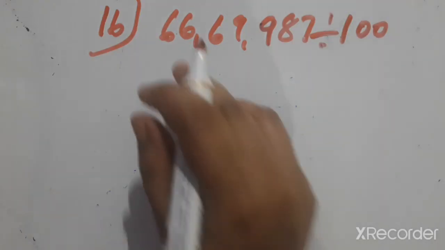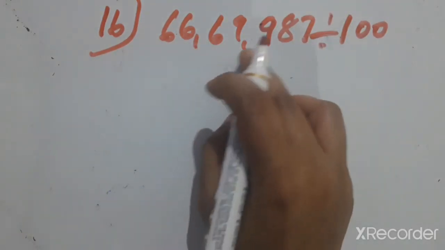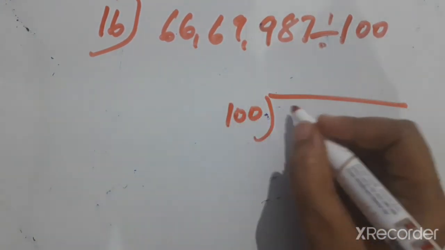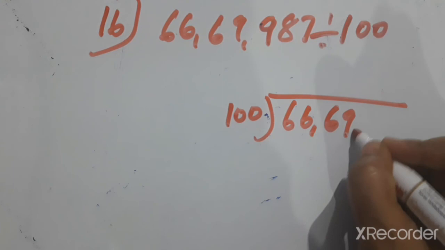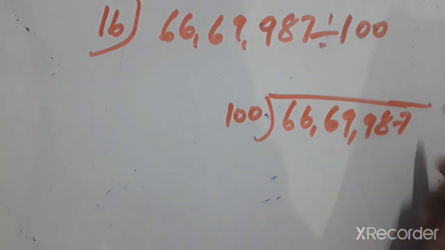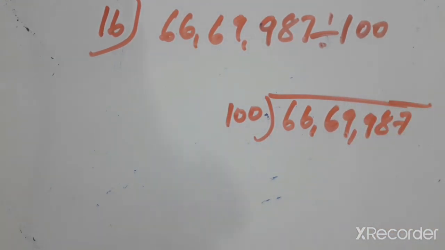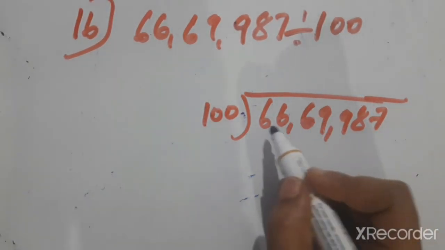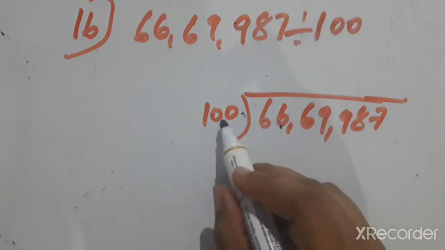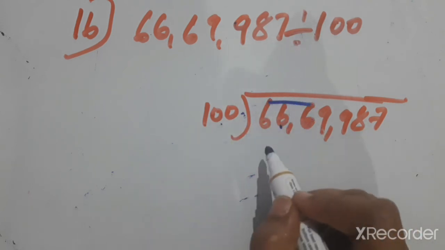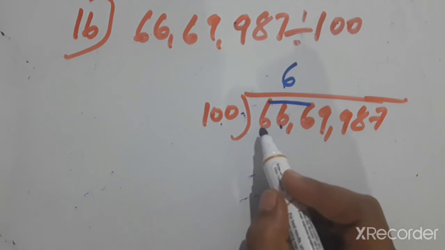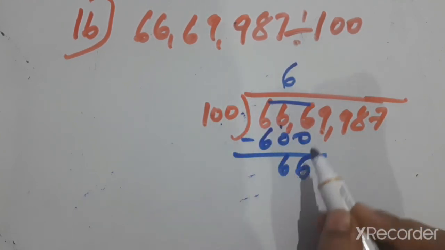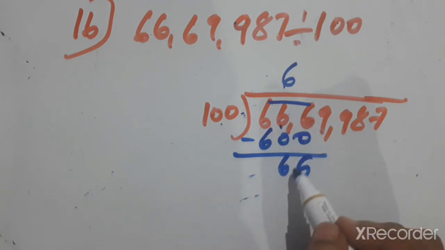Now last question, 66,69,987 divided by 100. Yeah, this question we can directly calculate the answer, children. 100 is in tens form, no? We can directly calculate the answer. Still, randomly, here 66 we can't take because 66 is less than 100. So we have to take 3 digits. 106 nearer is 600. 107 is 700. So nearer is 600. Minus means 66.